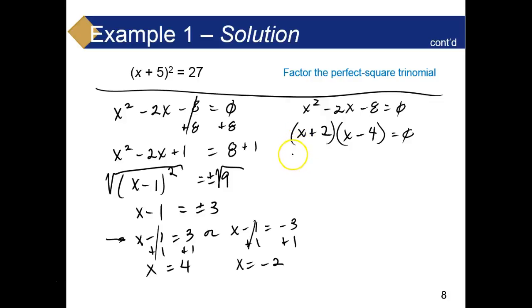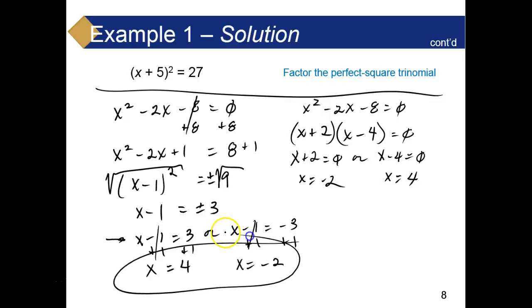Yes. Either x plus 2 is equal to 0, or x minus 4 is equal to 0. Anytime you have two entities multiplied together to be 0, one of those has to be 0. What does this give you? x equals negative 2, and this gives you x equals positive 4. Same answers we got here, no matter which way we did it.